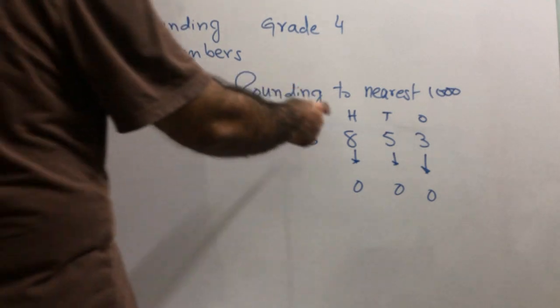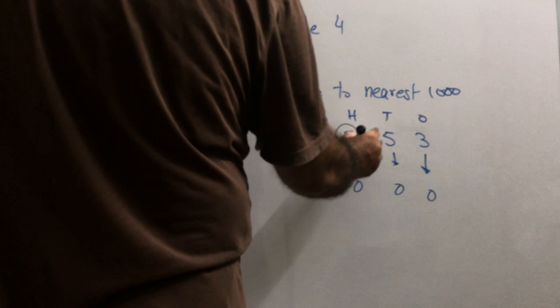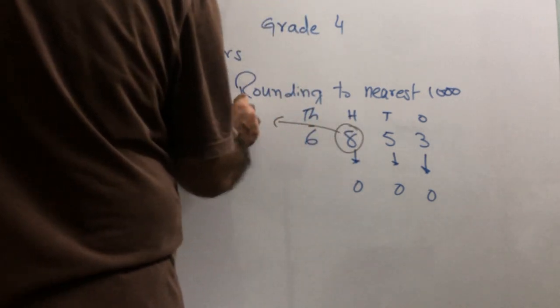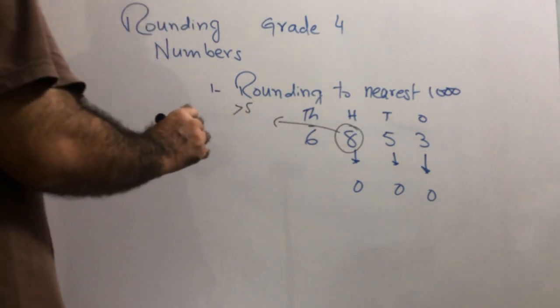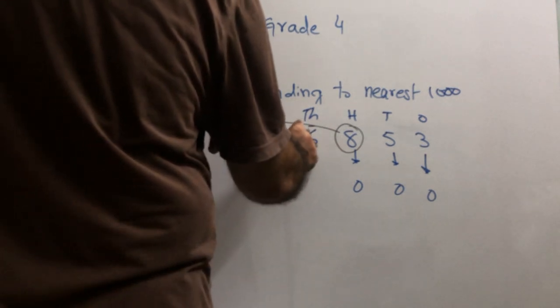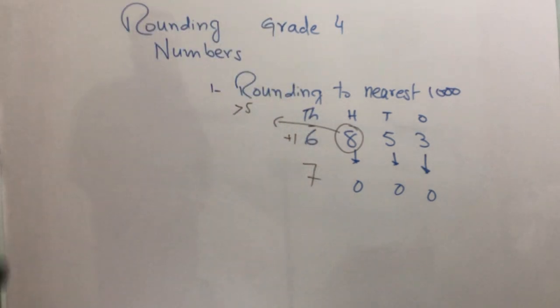The second action is that we look at the immediate neighbor, which is this one, 8. If this neighbor is greater than 5, then we add 1 to the 1000 place. 6 plus 1, it becomes 7. So 7000 is the answer. 6853 was the original number. We decided to go for rounding to nearest 1000.